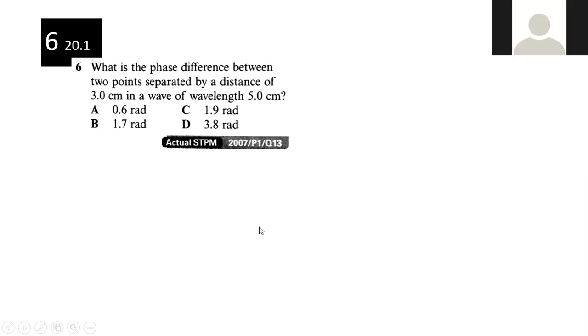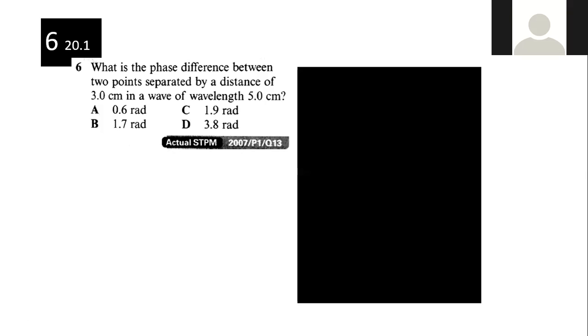Two pi over the wavelength times the distance in terms of rad. So what's the answer? 3.8.